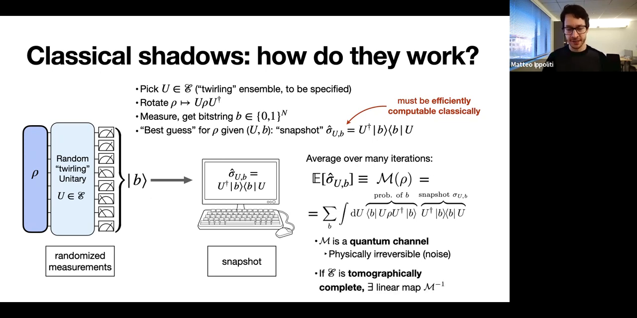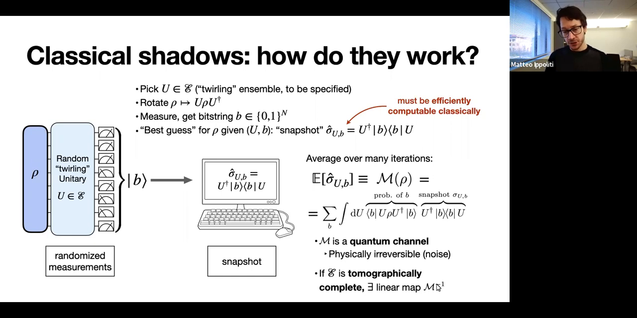And so it makes sense to ask whether this linear map, even though it's irreversible physically, has an inverse, just as a linear map. And this condition is called tomographic completeness of the ensemble. And informally, you can think of it as whenever the ensemble is random enough, in some sense, then this map is going to have an inverse. If your ensemble were, for example, just z-basis measurements, then you could quite easily see that this resulting map would kill any off-diagonal matrix elements, and so it would not be invertible. It would have a singular inverse.